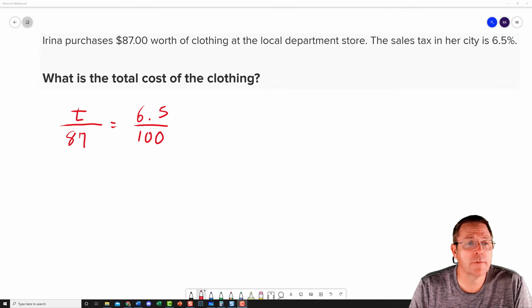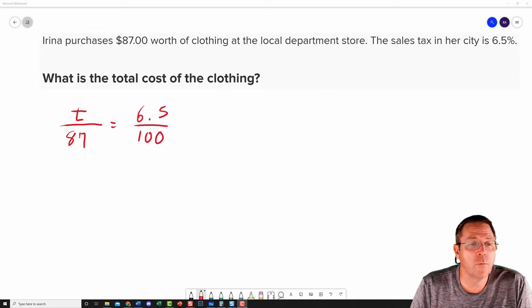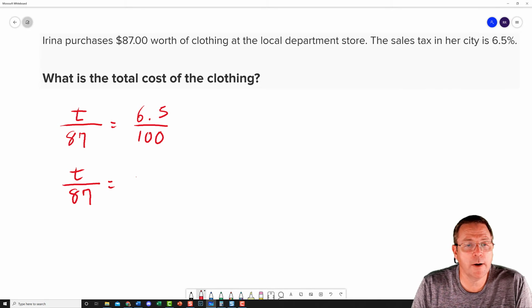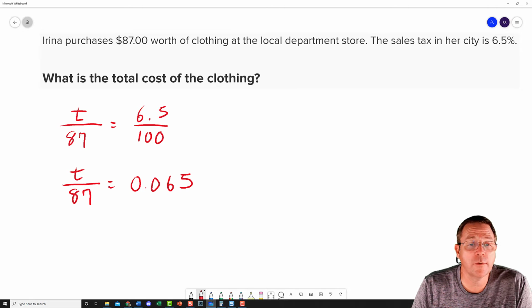I said tax of $87 is equal to 6.5 over 100. My next line, tax of the 87 is equal to 6.5 divided by 100. All you have to do is bounce the decimal 2 places to the left. You get 0.065. Now we're going to undo multiplication division by multiplying both sides by the 87.